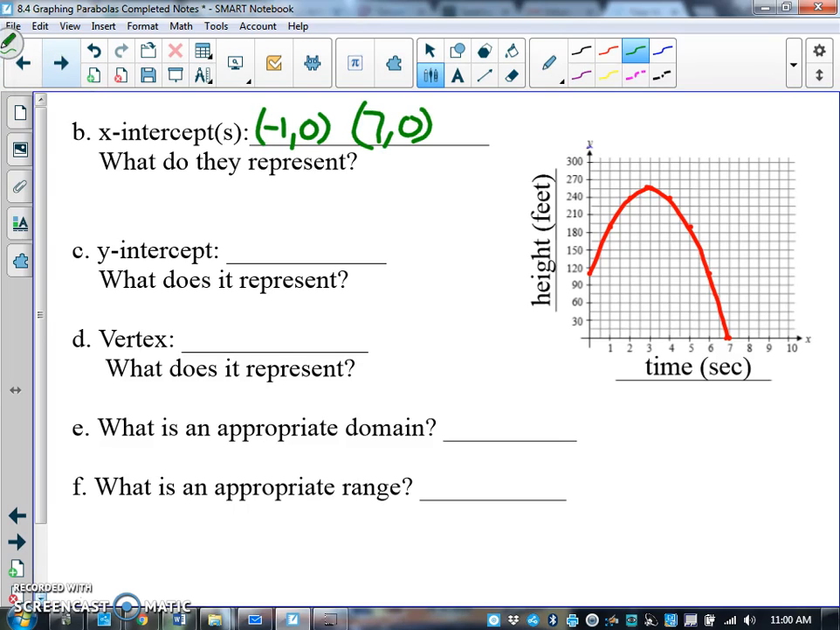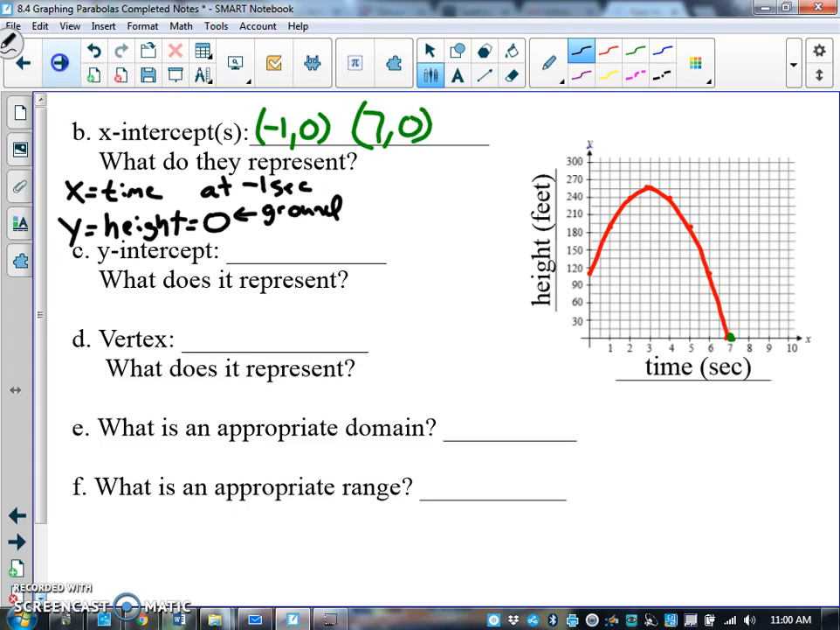Now, what do they actually represent here? Well, let's think about it. Our x value is equal to time. Our y value is equal to height. And in both their cases, their height is 0. When the height is 0, I'm on the ground. So this is saying that at negative 1 seconds and 7 seconds, the coin is on the ground or has landed. Okay? Now that makes sense.